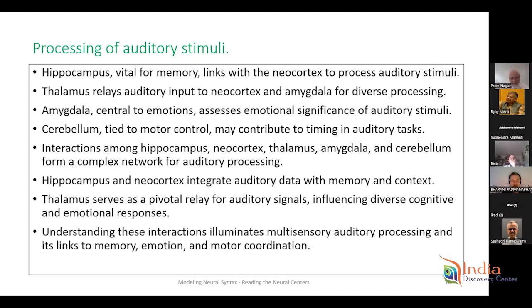Interactions among the hippocampus, neocortex, thalamus, amygdala, and cerebellum form a complex network for auditory processing. The hippocampus and neocortex integrate auditory data with memory and context. The thalamus serves as a pivotal relay for auditory signals, influencing diverse cognitive and emotional responses. Understanding these interactions illuminates multisensory auditory processing and its links to memory, emotion, and motor coordination.